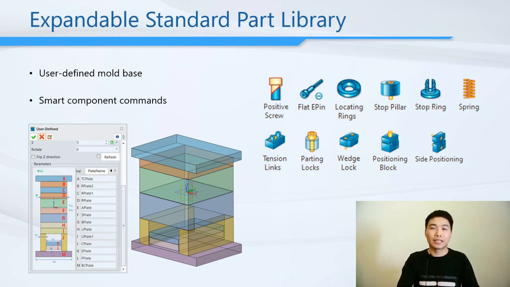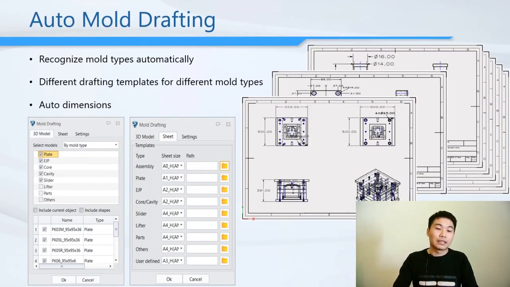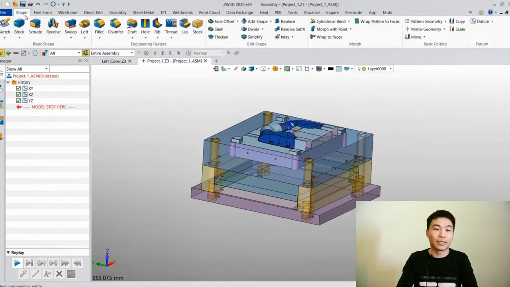After finishing the mode assembly design and the standard part insert, finally, we offer the amazing function, the auto mode drafting. ZW3D auto mode drafting can recognize the mode types automatically, like the plate, ejector pin, slider, cavity and core, and some other parts. You can also define different draft templates for different mode types. What's more, users can decide if they create the auto dimension when they create the drafting. Okay, let's go to the software to continue this case to finish our mode assembly design.